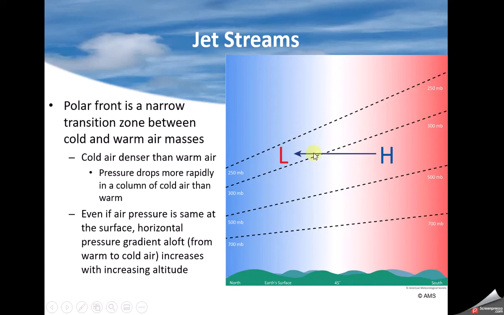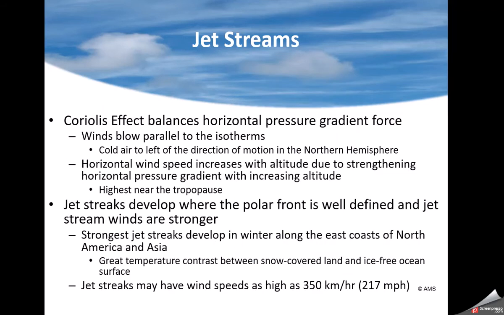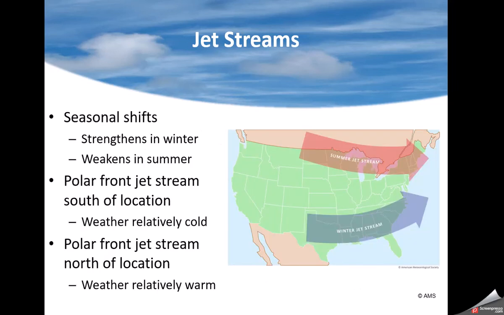form very high up in the atmosphere, and they go from high pressure to low pressure along the pressure gradient. It's going to form a very strong wind speed in there because the pressure gradient is going to be stronger the closer to the tropopause you get. And the Coriolis effect balances this. You wind up getting geostrophic winds many times in the jet streaks. And they'll develop typically where the polar front is well defined, so you have greater temperature contrast. And they can reach speeds of over 200 miles per hour.